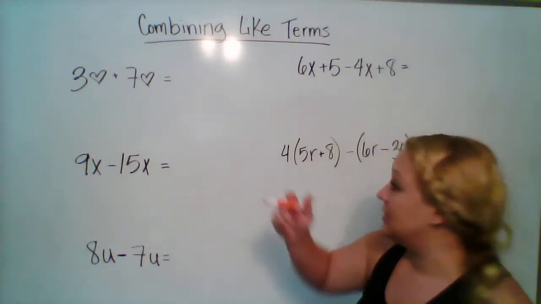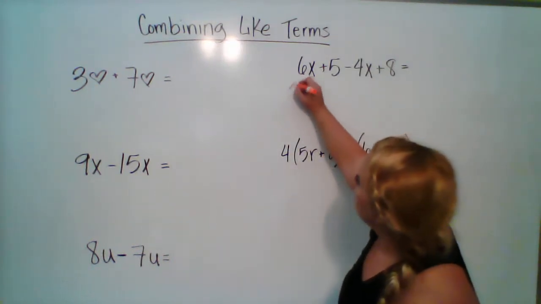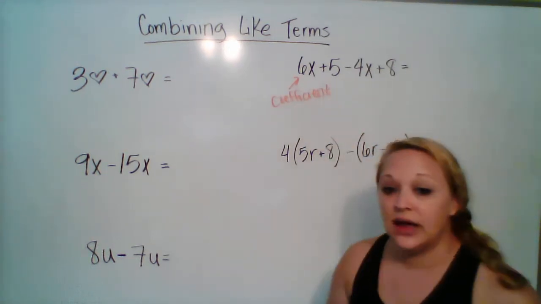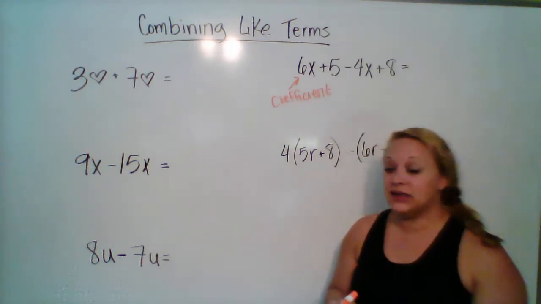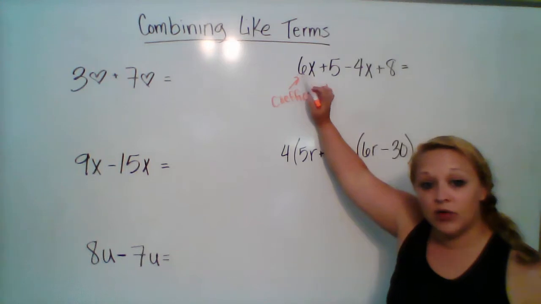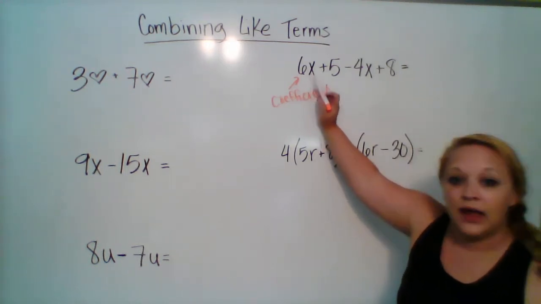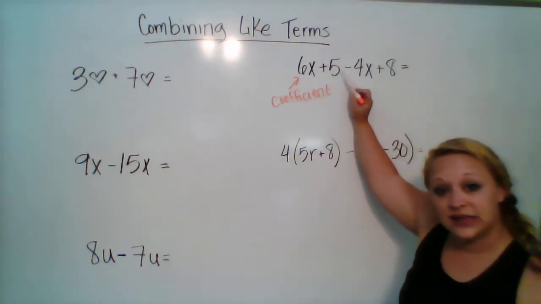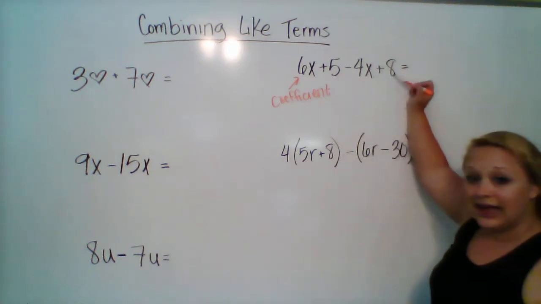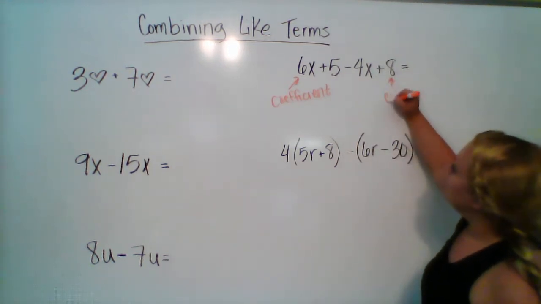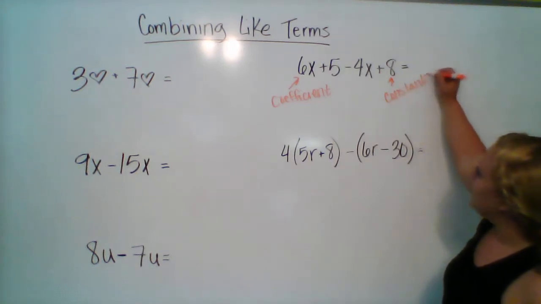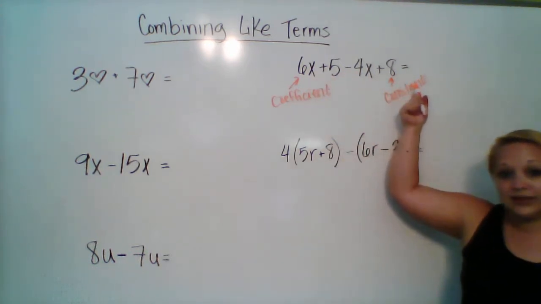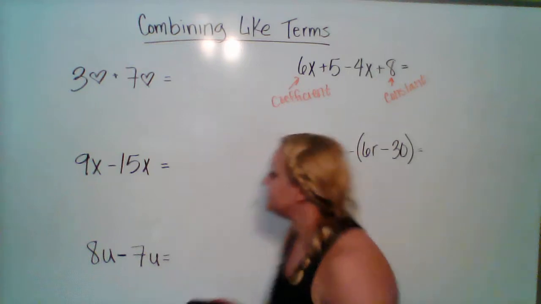When you see a number in front of a letter, this is a coefficient. It has nothing to do with where the problem has the number placed. It's just a number in front of a letter. The letter is called a variable, and the number is called a coefficient. When you see a number by itself, like this 5 or this 8 that doesn't have a letter with it, these are called constants. So a number next to a letter is a coefficient. A number by itself is a constant.